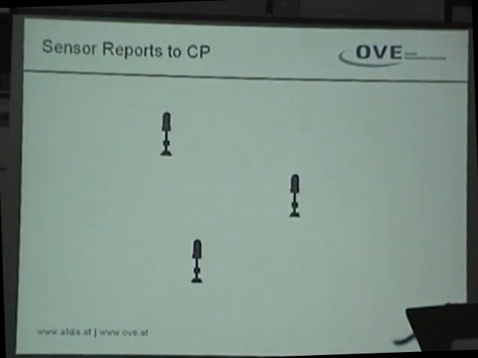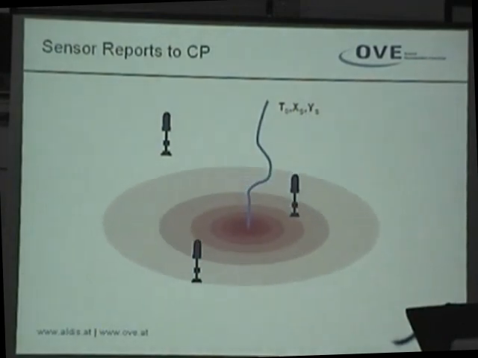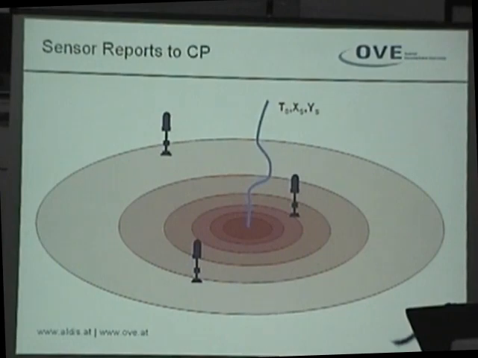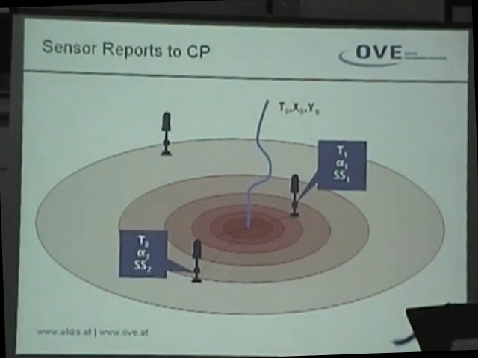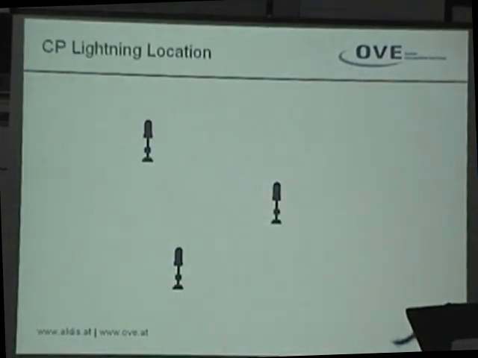So how does the location really happen? We have, in this case, 3 sensors. We have a lightning strike at T0 and in a certain position, X and Y. Then the electromagnetic field is radiating in all directions and is meeting the sensors. Sensor 1 determines the time 1, the angle 1 and the signal strength. Sensor 2 the same, and sensor 3 the same. They all determine this and send it back to the central processor.